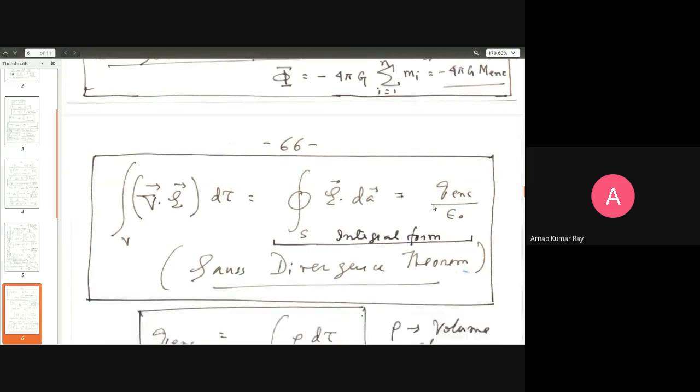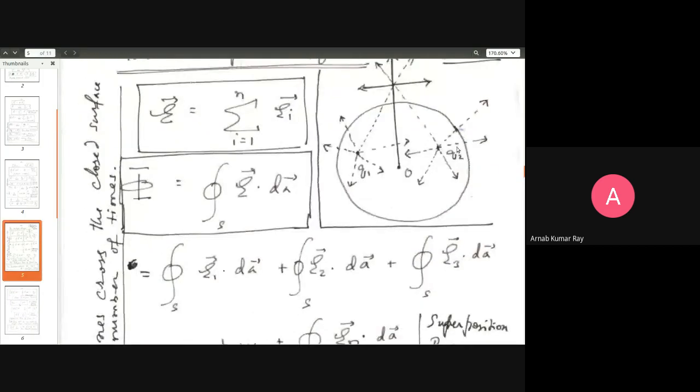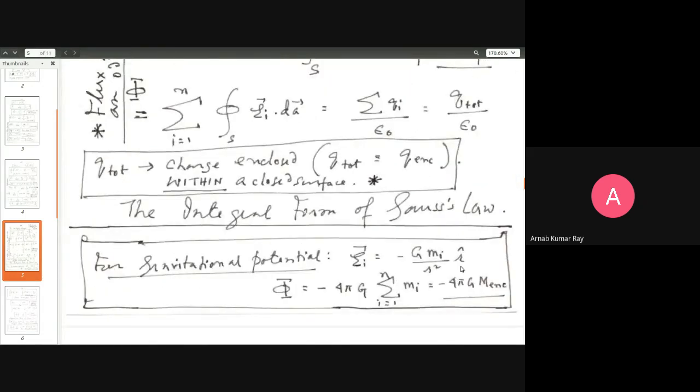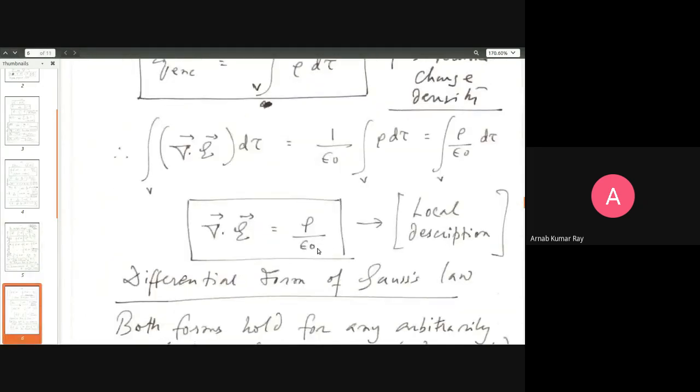But this is a global description, total amount. What do I mean by global description? You are referring to the total amount of charge contained in the entire volume. In this entire volume, what is the total amount of charge? All over the globe, you have captured the total amount of charge contained. But the differential equation is not referring to the total amount of charge contained. It is referring to a local quantity called density. At this point in space, what is the density of charges?